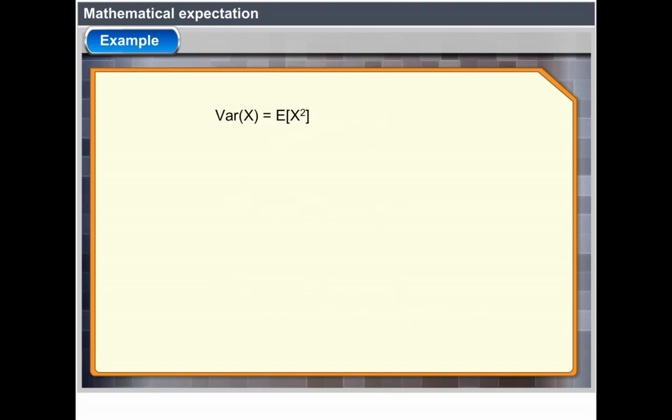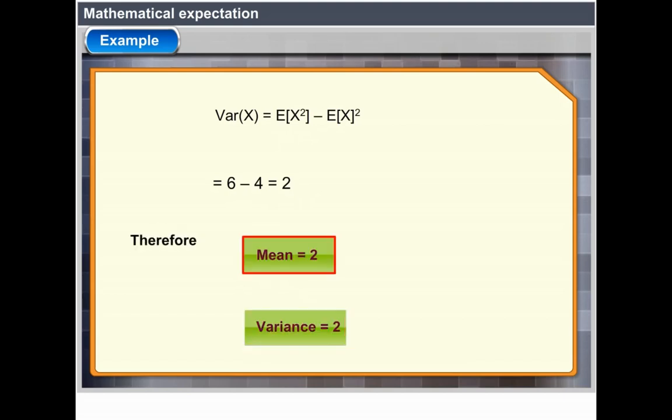Then variance of x equal to expectation of x square minus (expectation of x) whole square, equal to 6 minus 4, equal to 2. Therefore, mean equal to 2, variance equal to 2.